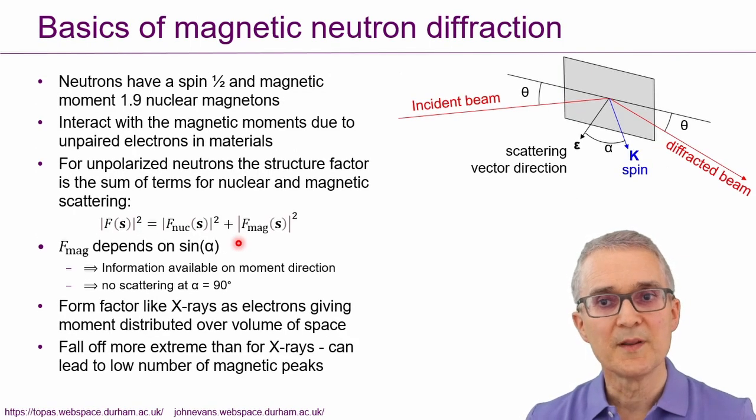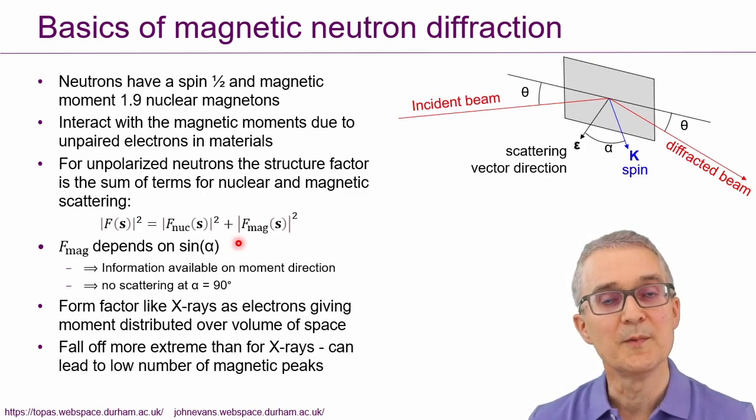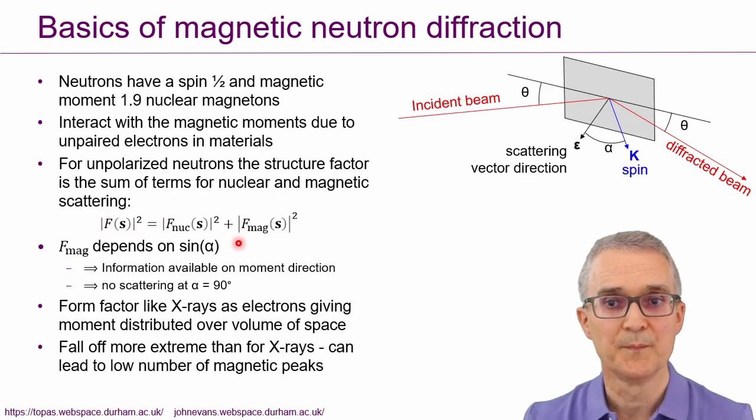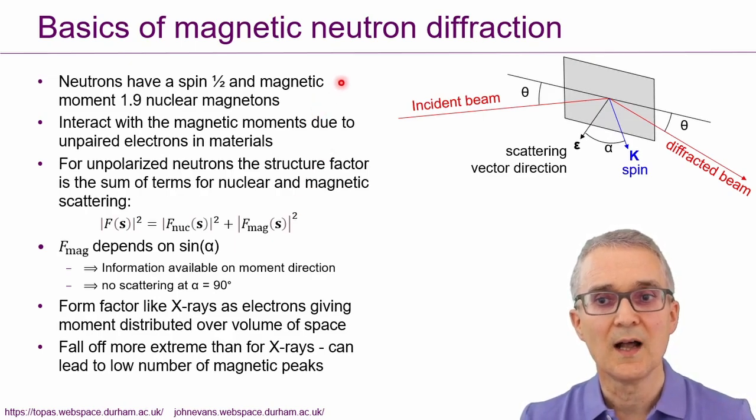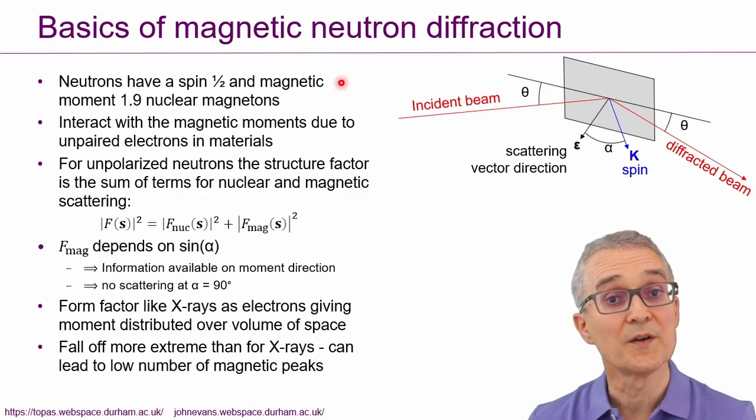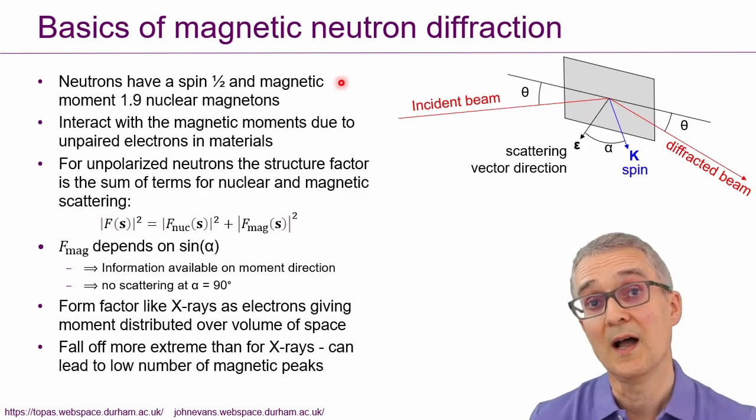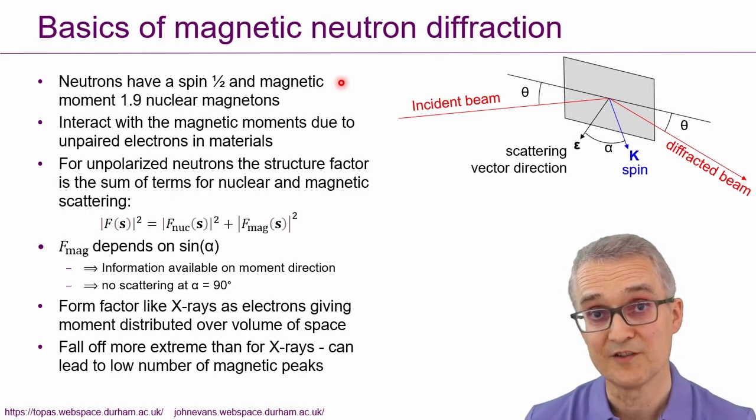So let's start with some of the basics of neutron diffraction. Why is it that in a powder neutron experiment, you can determine the magnetic structure of a material as well as its nuclear structure? Well, the key thing that allows that to happen is one of the major differences between X-ray diffraction and neutron diffraction.